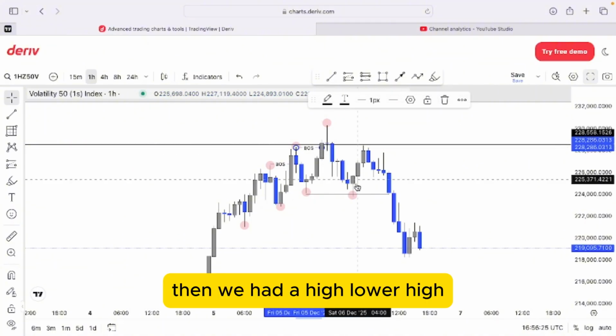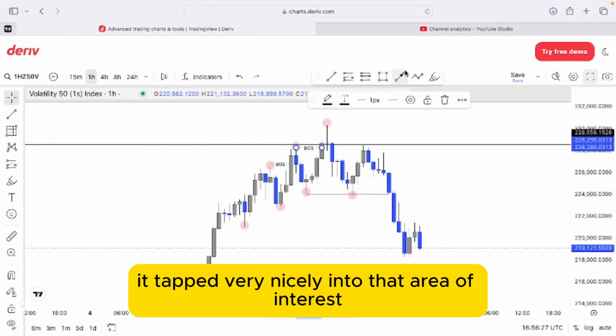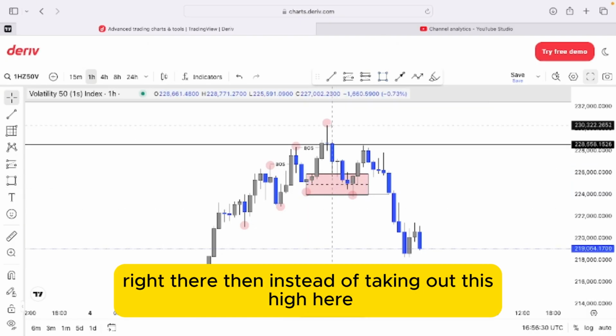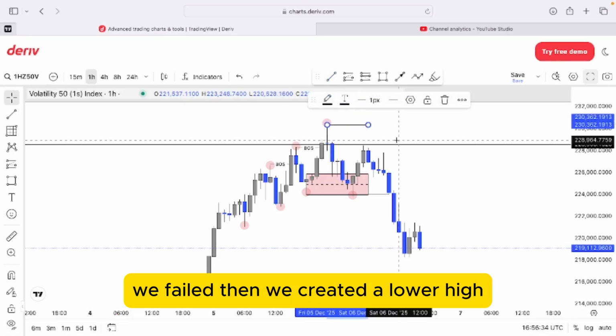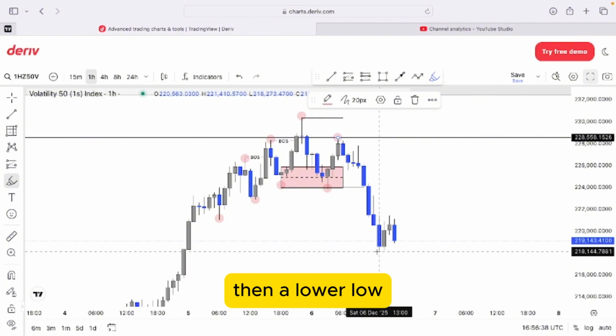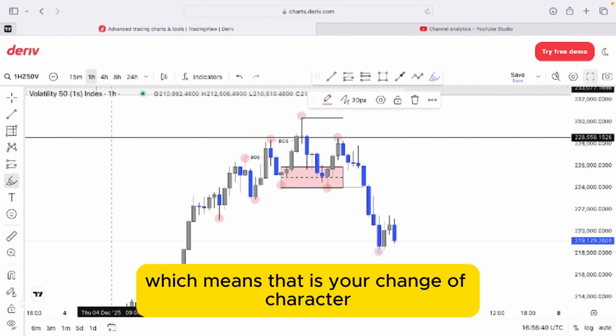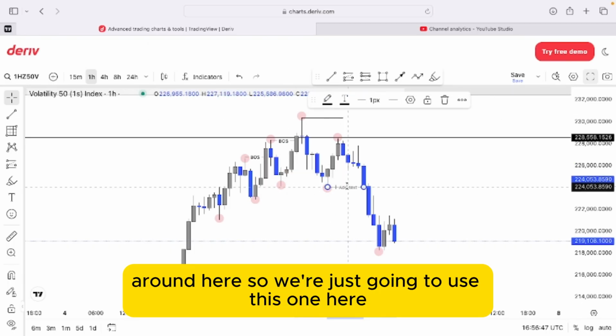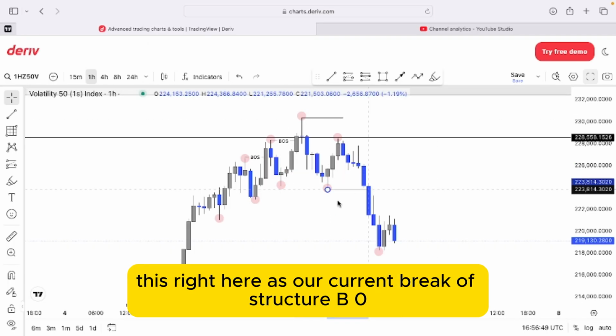Then we had a high, lower high. As you can see, it tapped very nicely into that area of interest right there. Then instead of taking out this high here, we failed. Then we created a lower high, then a lower low, which means that is your change of character around here. So I'm just going to use this one here as our current break of structure, BOS.